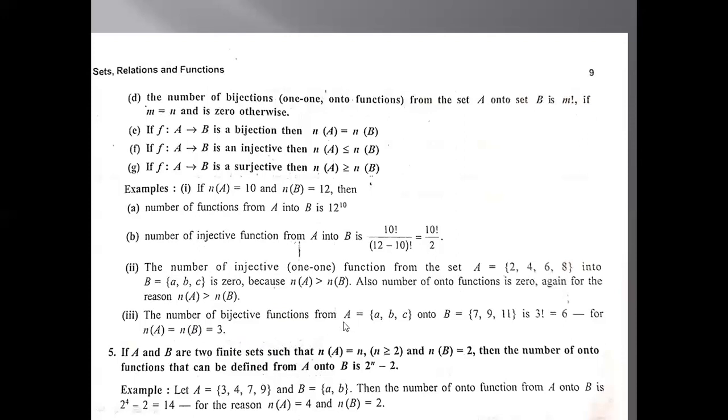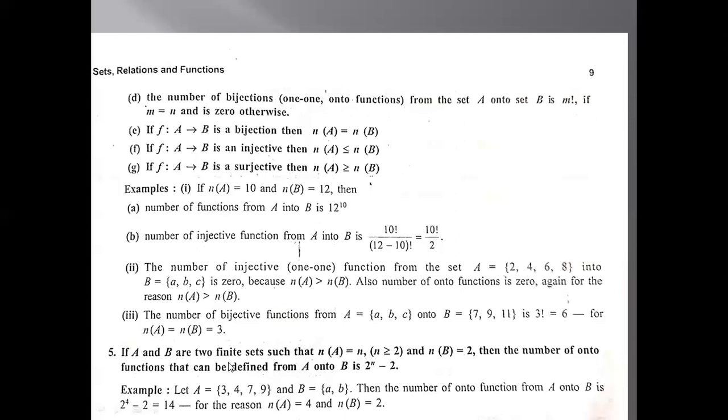The number of bijective functions from A = {a, b, c} onto B = {7, 9, 11} is 3 factorial. So the number of elements in the set A is equal to the number of elements in the set B. Therefore, the number of bijective functions is m factorial, because here m is equal to n.